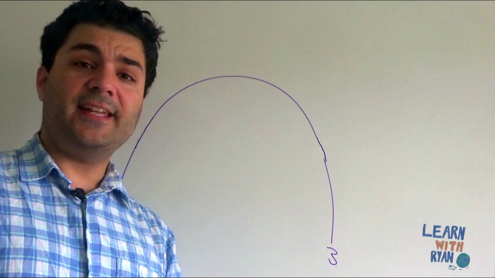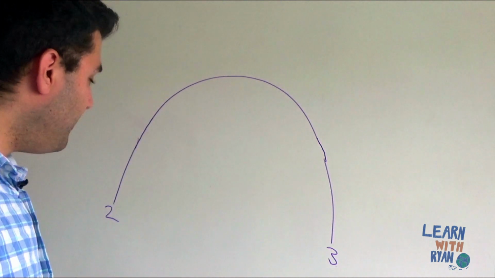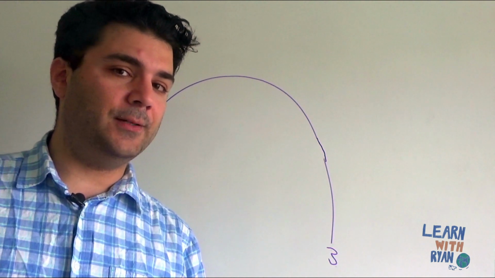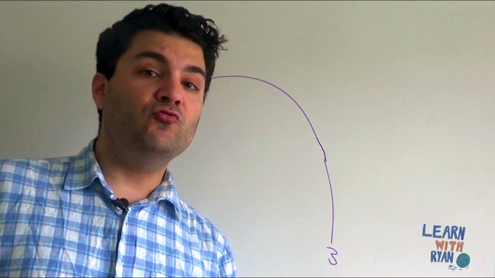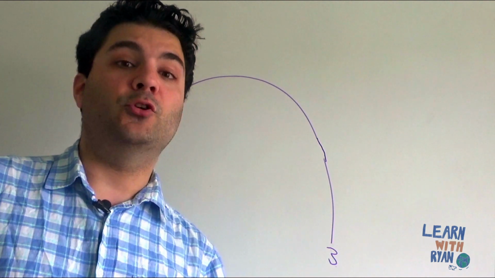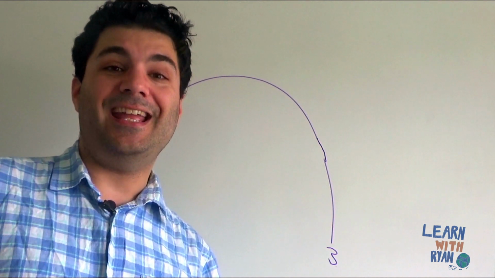Now you might be thinking, what happens if we are actually bang in the middle? So what happens if we want to round 2.5 to the nearest whole number? Well, as a general rule, if you are bang in the middle, then you have to round up. So 2.5 to the nearest whole number is 3.